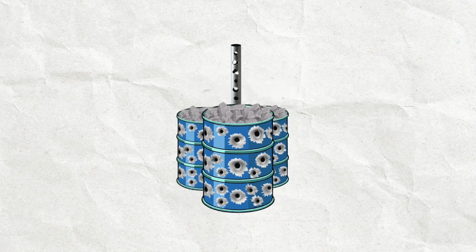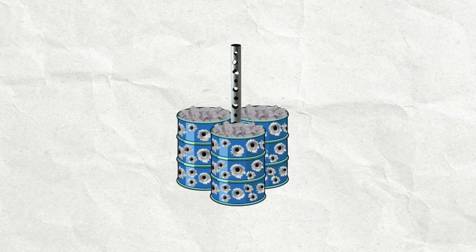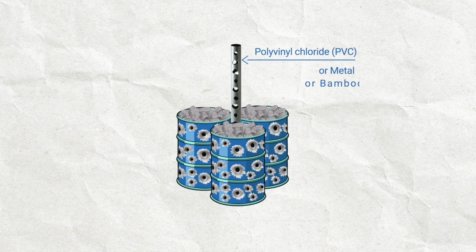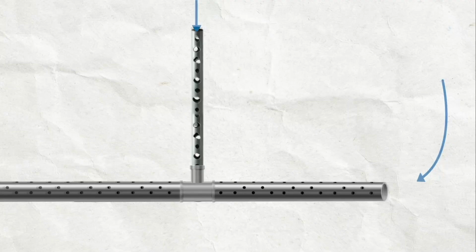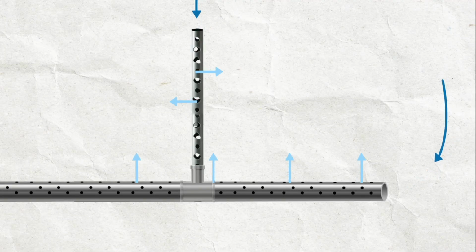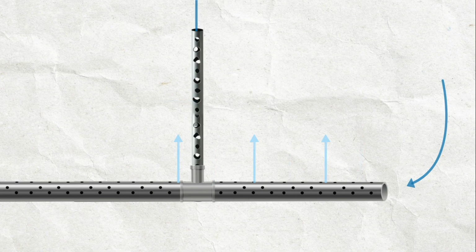For each system, you'll need 3 of these positioned like this to surround a central perforated venting pipe. This can be made of PVC, metal or bamboo. When constructing a brand new site, the vertical venting pipe should connect to the horizontal leachate pipes. This will allow incoming air to permeate deeper into the landfill body.